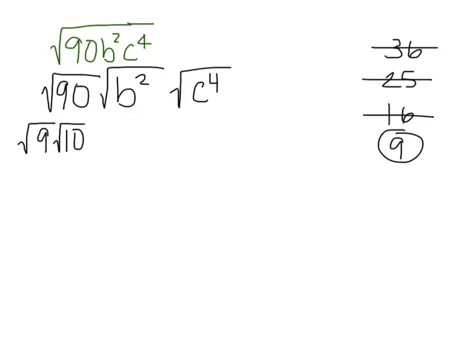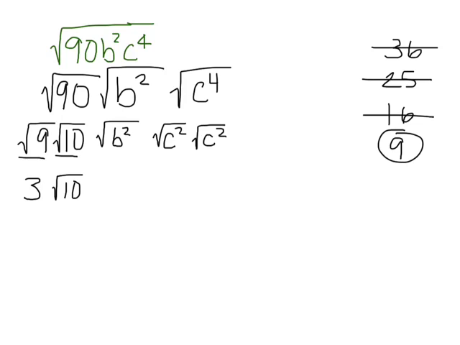As for variables, I split these into second powered ones. So b squared is just b squared. C to the fourth is c squared times c squared. And now I just need to break down each of these. So the square root of 9 is 3. The square root of 10 can't break down, so it stays the square root of 10. Square root of b squared, the squared and the square root cancel out and we're left with b. Square root of c squared, the squared and the square root cancel out and we're left with c. And c squared again, we're left with c.